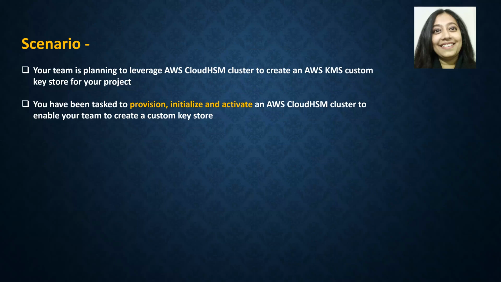Scenario for our lab today. Your team is planning to leverage an AWS CloudHSM cluster to create an AWS KMS custom key store for your project. You, being one of the team members, have been tasked to provision, initialize, and activate an AWS CloudHSM cluster for your team so that they can go ahead and create a custom key store. Right? So your primary task is to get this cluster up and running such that your team can leverage it in the future to create a custom key store.